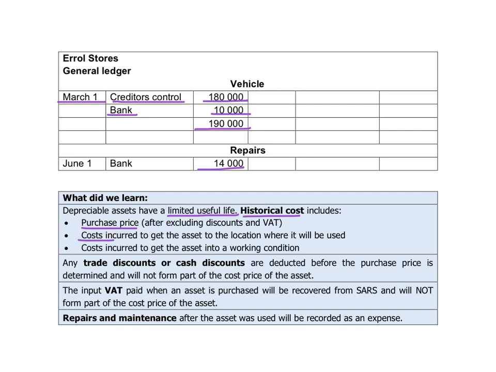Any cost that you pay to get the asset to the location where you will use it, and any cost that you paid to get it into a working condition. Trade discount and cash discount must be deducted before you record the purchase price because it will not form part of the purchase price. The input VAT that we paid on the asset will be claimed back from SARS and will therefore also not form part of the cost price of the asset. Any expenses that you pay after you started using the asset will be recorded as an expense.